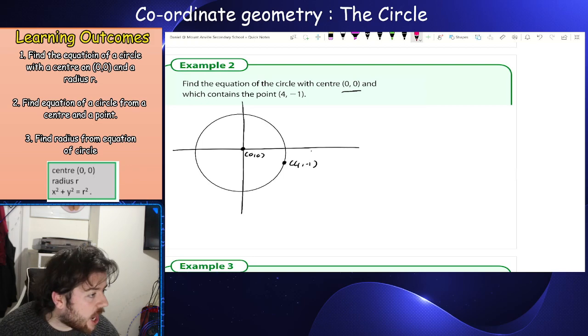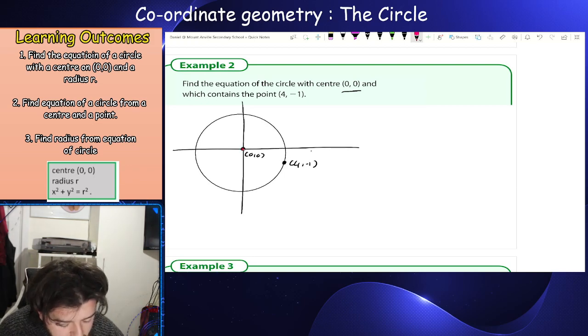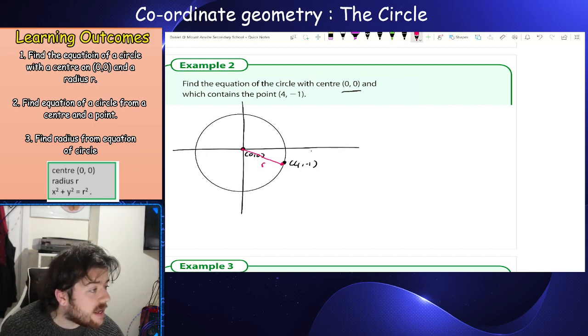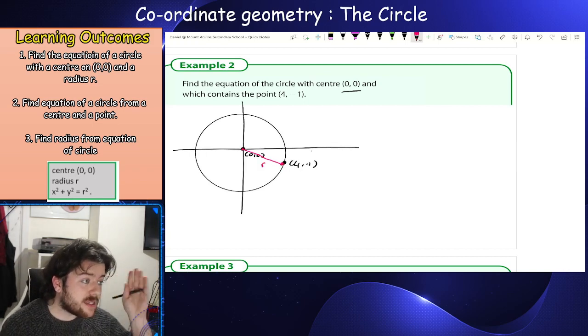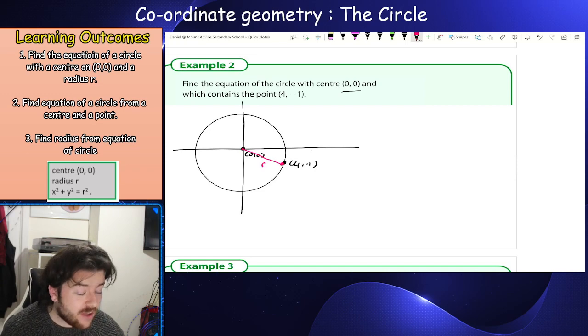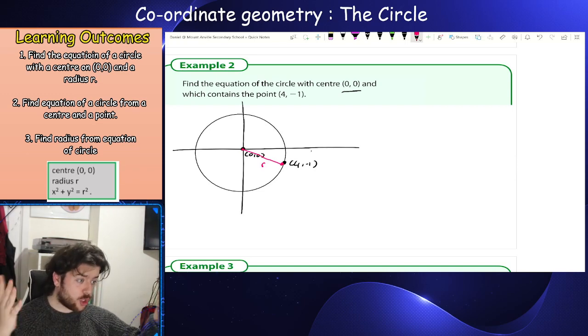So again, knowing our knowledge of circles, I know the distance between this point and this point is going to be equal to the radius of my circle. So for my equation of a circle, all I need to complete my equation is my radius. If I find my radius, we're done.